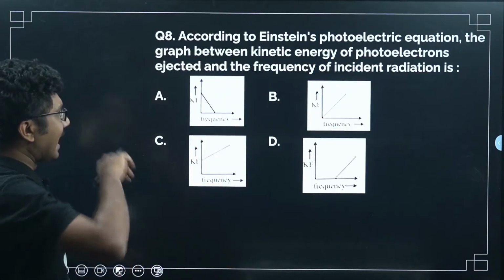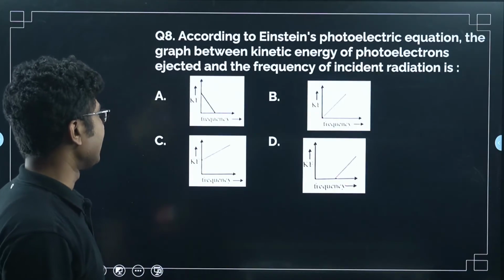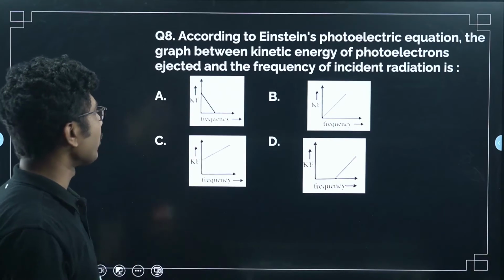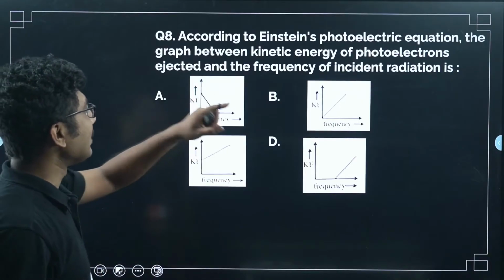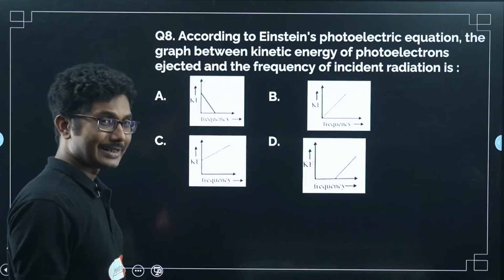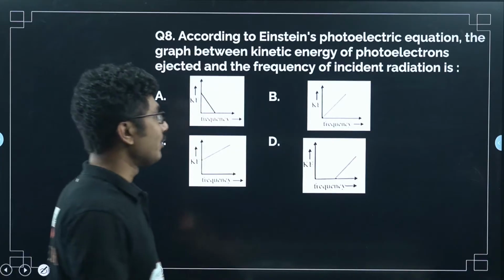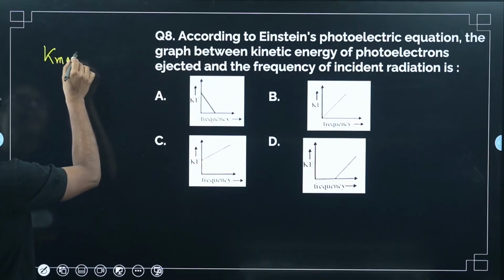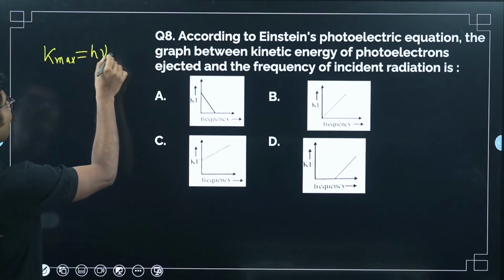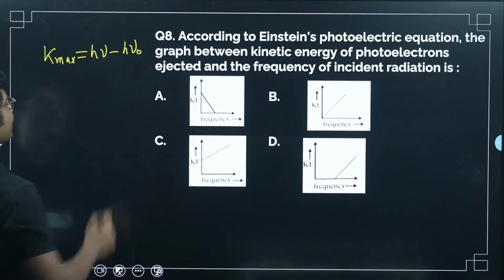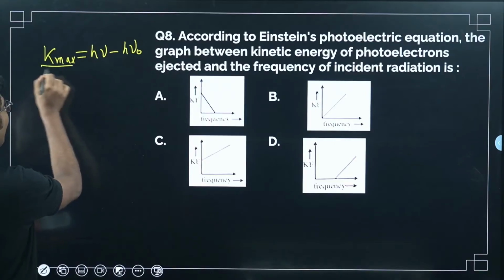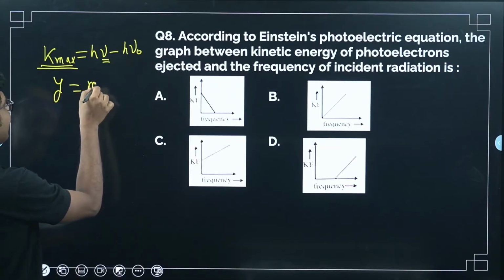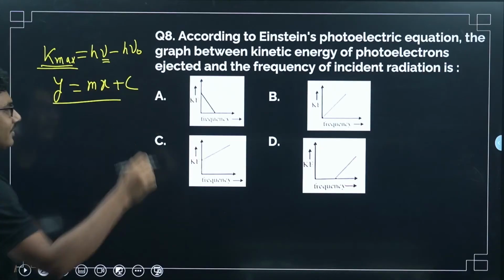Now according to Einstein's photoelectric equation, the graph between kinetic energy of photoelectrons ejected and the frequency of the incident radiation. So kinetic energy versus frequency. So what is the equation? In the first problem I told you K max equals h nu minus h nu 0. So from this equation they have asked you to plot K max versus nu. So this follows the y equals mx plus c formula. So it will definitely be a straight line.